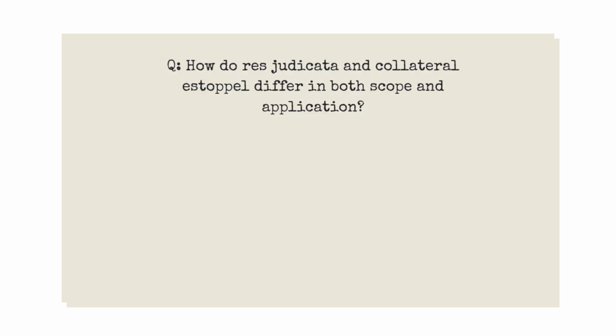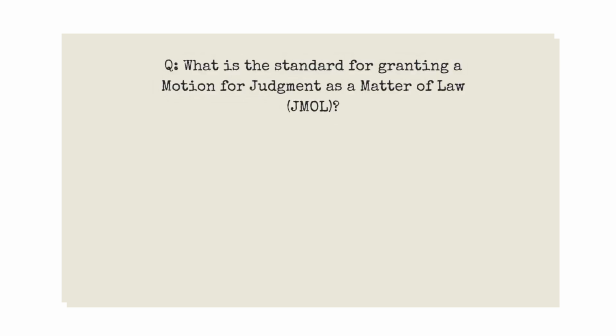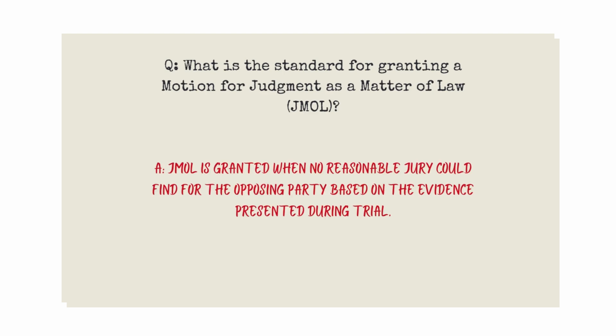How do res judicata and collateral estoppel differ in both scope and application? Res judicata bars entire claims between the same parties that were or could have been litigated. Collateral estoppel bars re-litigation of specific issues actually decided in a prior case. What is the standard for granting a motion for judgment as a matter of law, JMOL? JMOL is granted when no reasonable jury could find for the opposing party based on the evidence presented during trial.